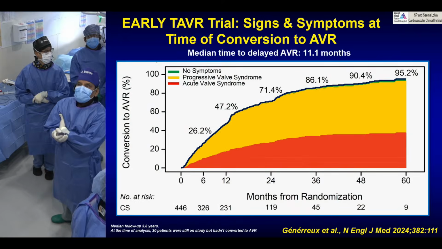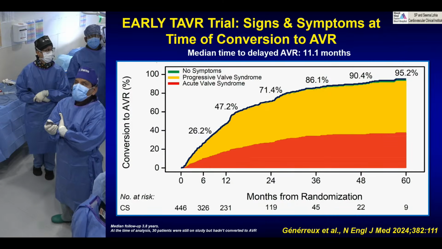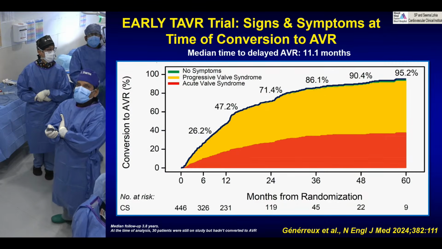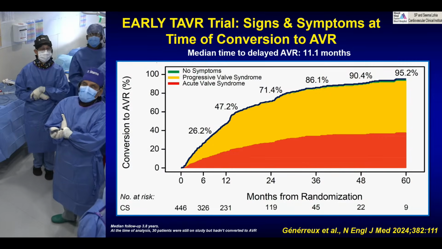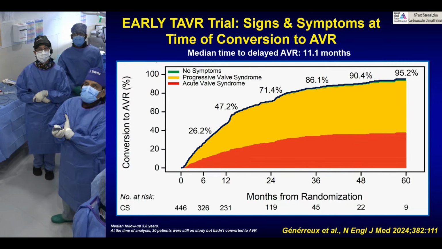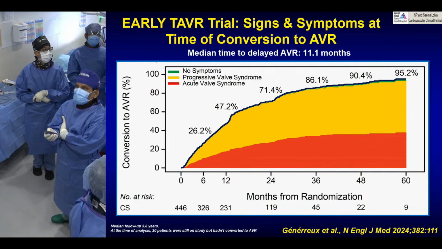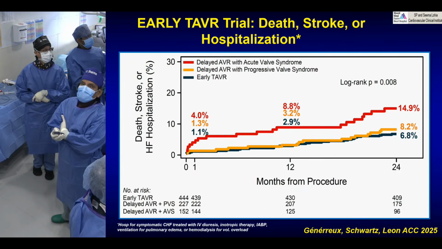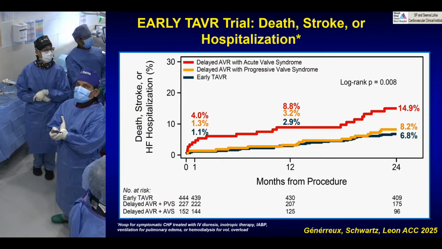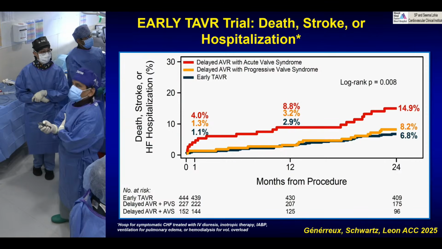where you have clinical surveillance, and they get into trouble. And we know that 5 years, over 95% will develop the valve will require the valve replacement, and clearly acute valve syndrome occurs in almost 1/3 of these cases. Once you develop acute valve syndrome, your event rate of death, stroke, hospitalization is 15% compared to 6-7% otherwise.